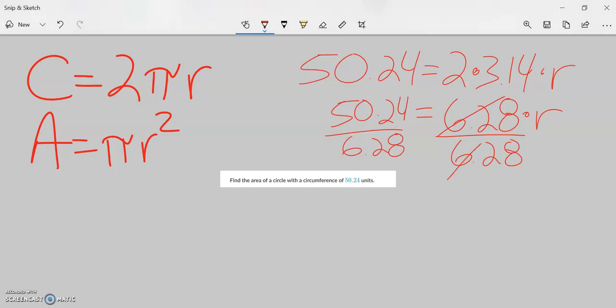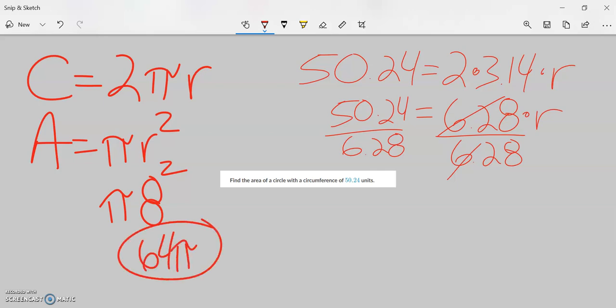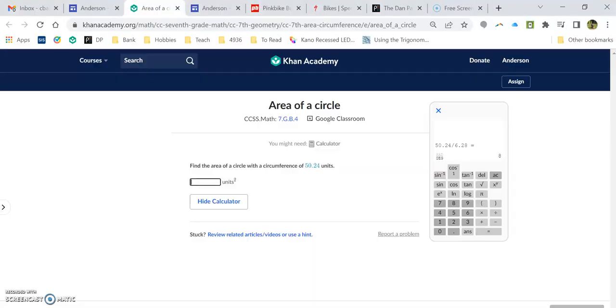So now we're going to put 8 in for our radius. 8 squared is 64, and we'll put the pi on the back side. So 64 pi. I don't know if they're going to let me use pi in this one, so I might actually have to do 64 times 3.14, which is 200.96.